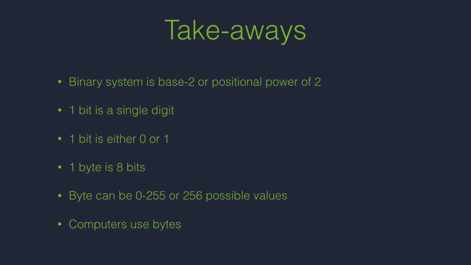Computers use bytes. So what you do is you take a byte and you combine them together to make much larger bytes, whether it's kilobytes, terabytes, gigabytes, whatever. You put those together, and now you've increased your computing power.